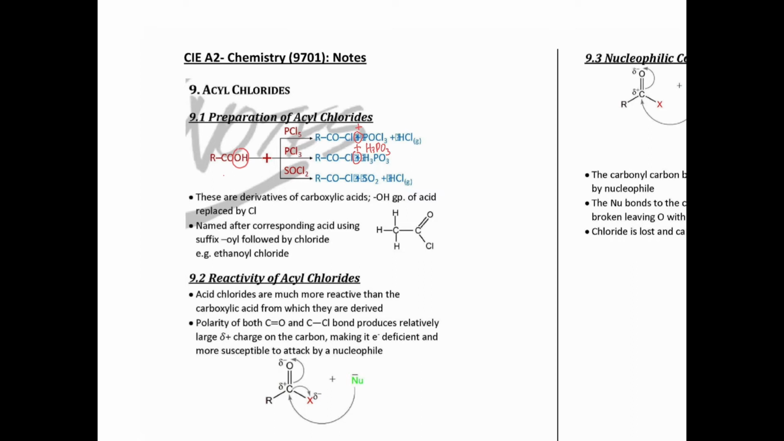Now, next one, carboxylic acid reacts with SOCl2. This is thionyl chloride. So that we form RCOCl plus SO2 plus HCl. So what we can see here is the OH is replaced by Cl, and that product is called acyl chloride.